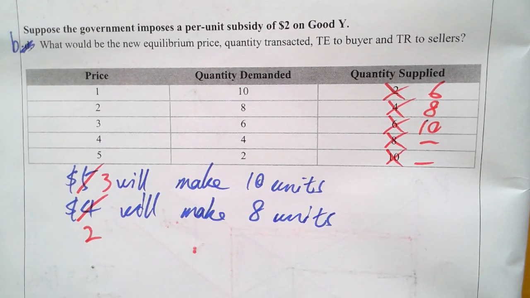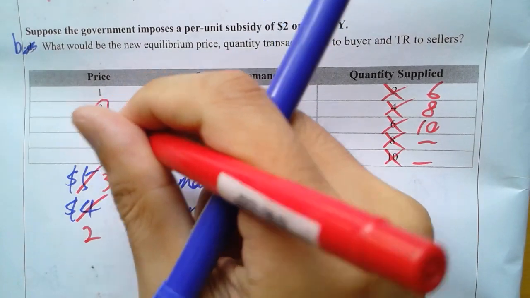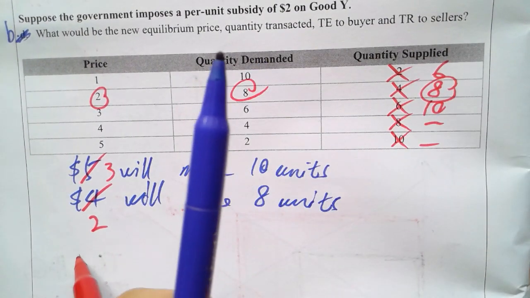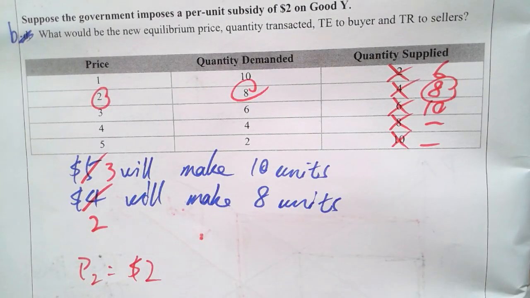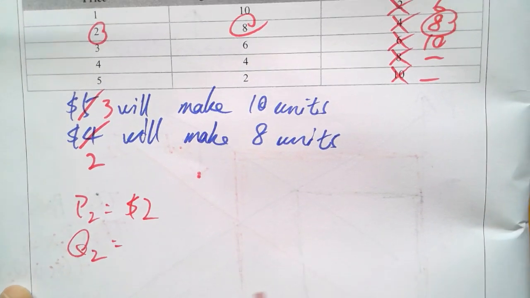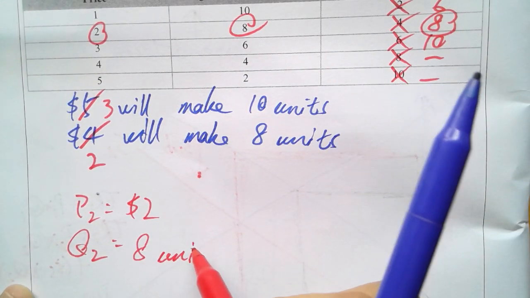So, we find a new situation to be this one. The new price, P2, will be $2, right? And Q2, the new quantity transacted, will be 8 units.